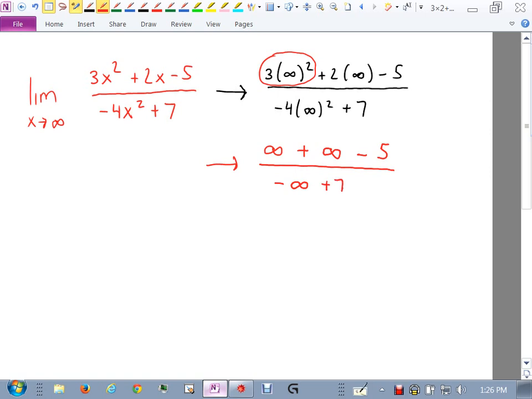No. So really what's happening is the top is headed to what? That negative 5 doesn't matter. Infinity plus infinity is still infinity. Infinite over negative infinity. So, what do you think? Negative 1?